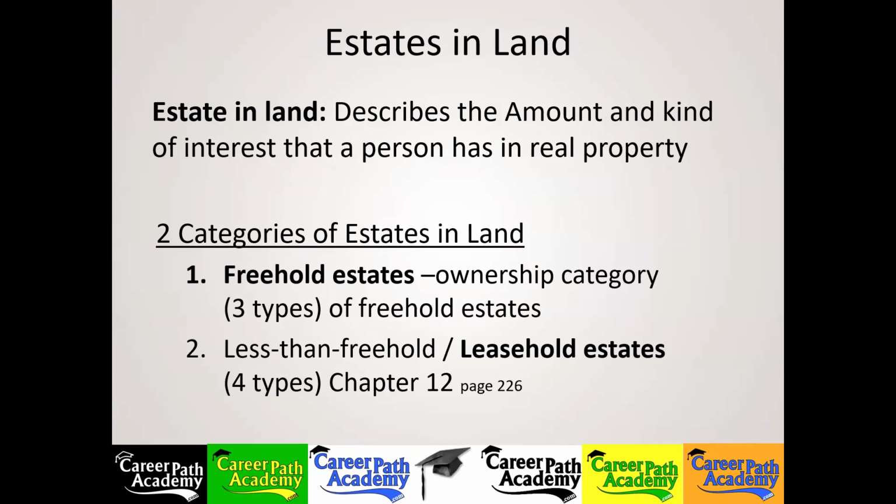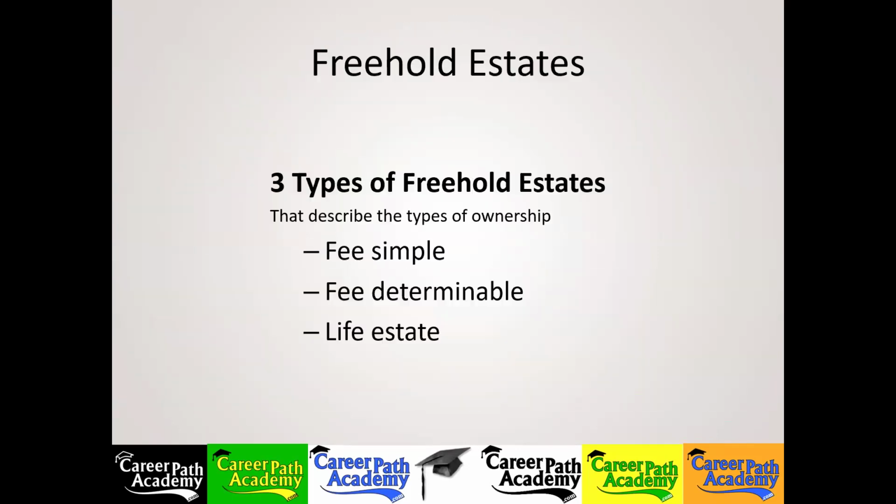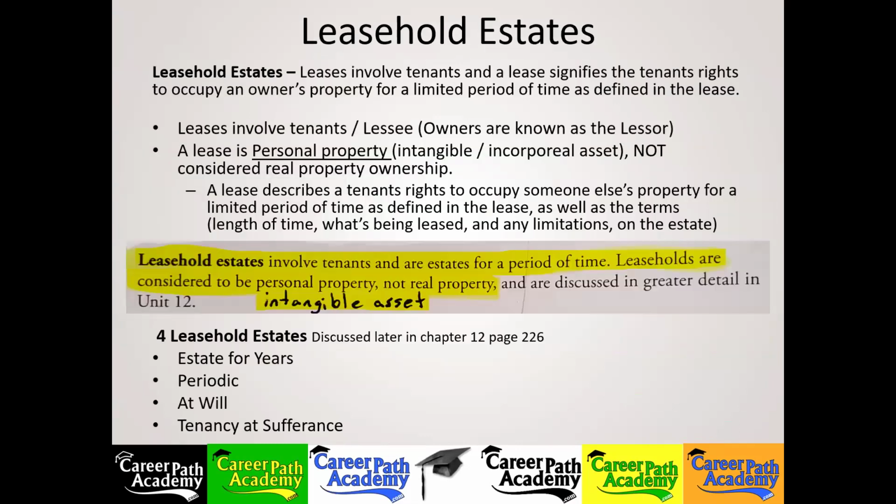Okay. So if we back it up to this chapter, to this slide once again, an estate and land describes the amount and kind of interest that a person has in real property. We got the freehold estate, and there's 3 types of them, and we got those leasehold estates, and there's 4 types. So the 3 types of freehold estates are fee simple, fee determinable, and the life estate. And the 4 types of leasehold estates are estate for years, periodic, at will, and tenancy at sufferance. You need to know this for exams.